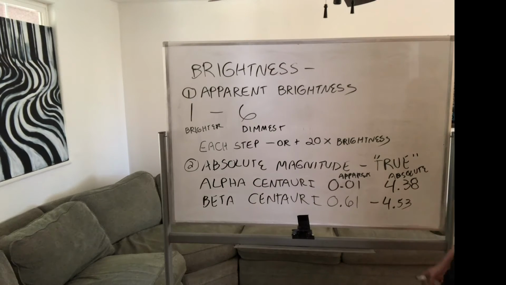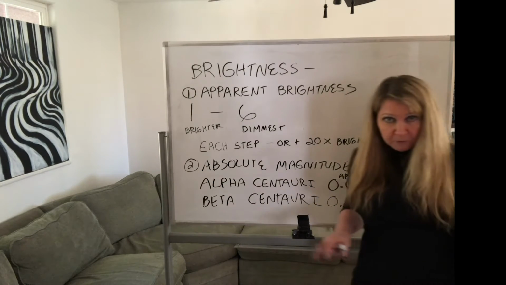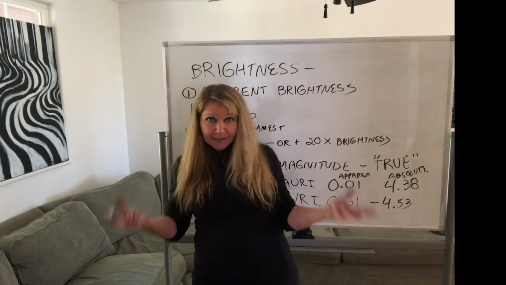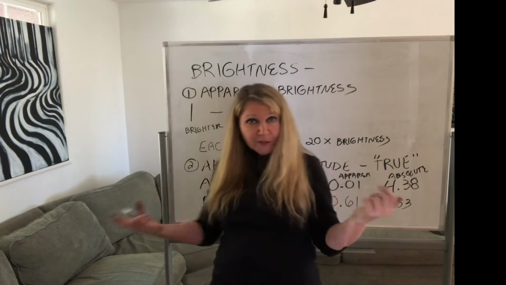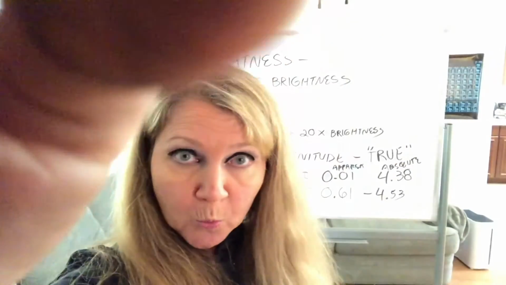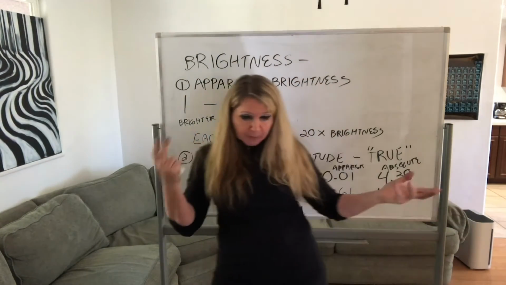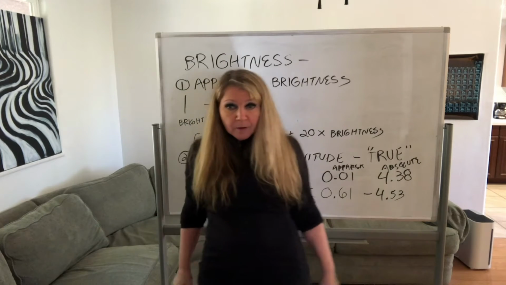And that is why we use absolute magnitude when we want to really study and classify stars, because we want to figure out how bright they are in reality. What's their real brightness? What's the real magnitude of the stars? So now we know absolute magnitude of stars and apparent magnitude of stars.